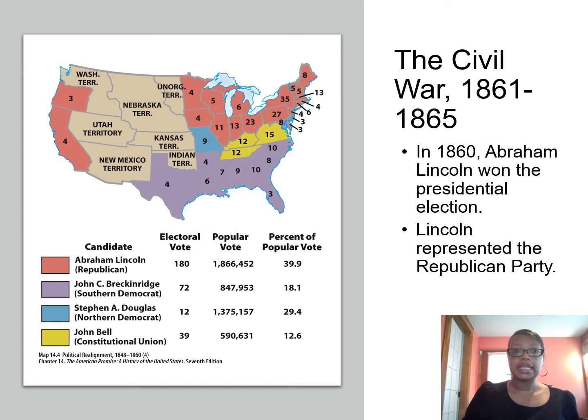In 1860, Abraham Lincoln won the presidential election. He represented the Republican Party. And as you can see on this map, his support came largely from the North and the West, but none of that support came from the South. So when he won the presidential election, Southerners felt that they had been disenfranchised.